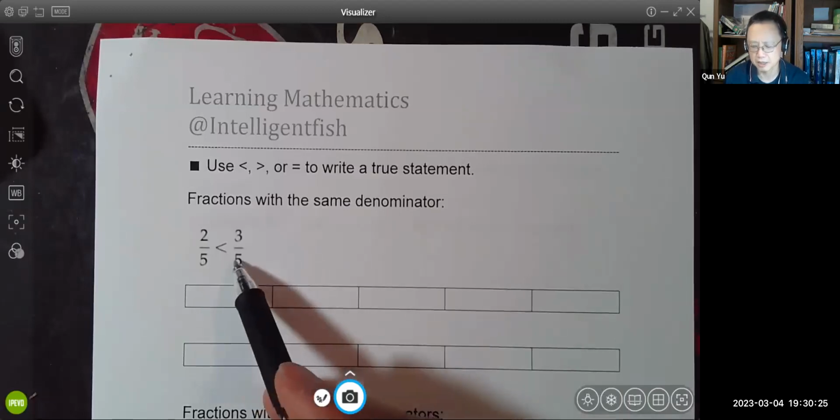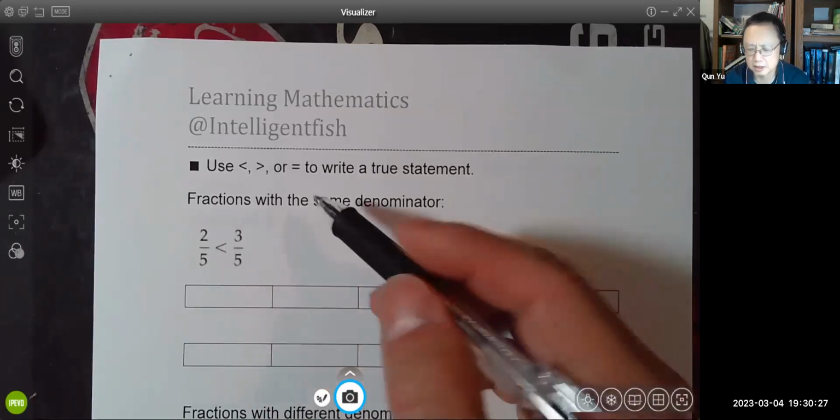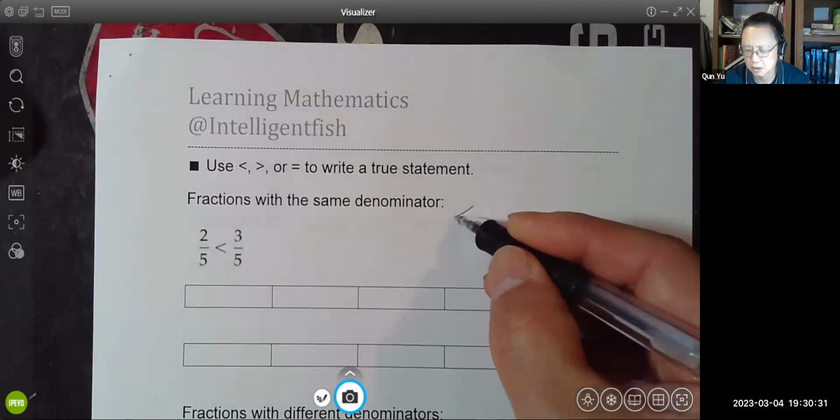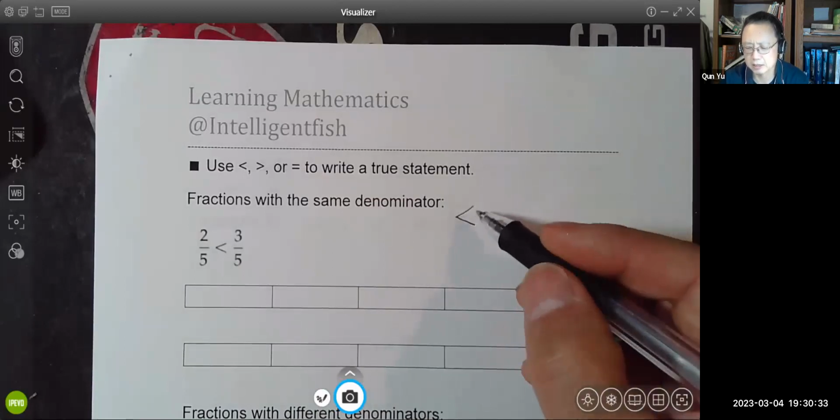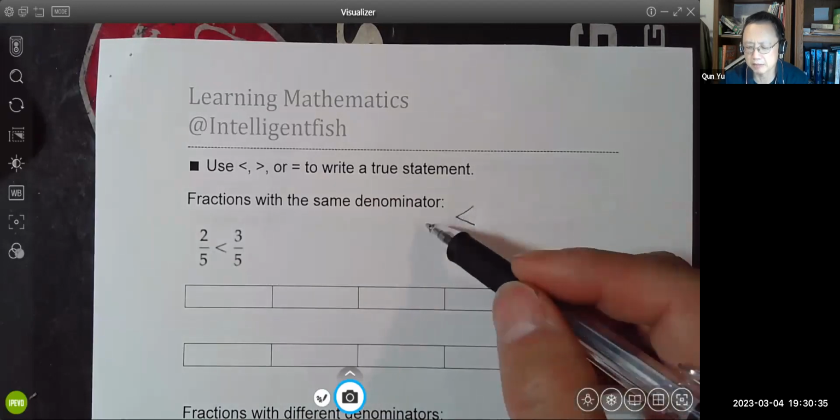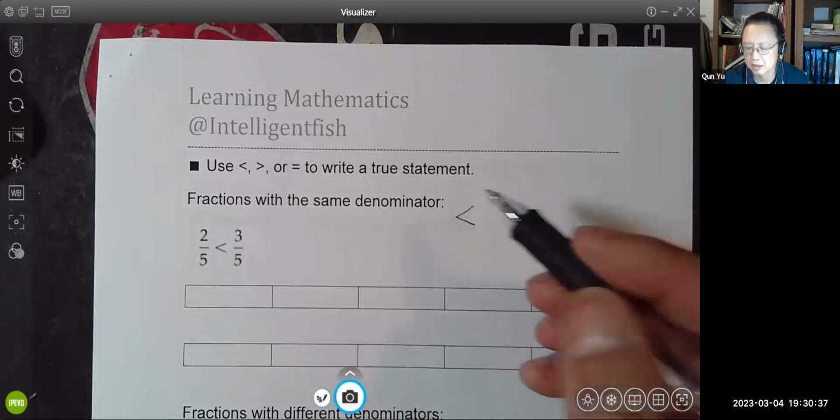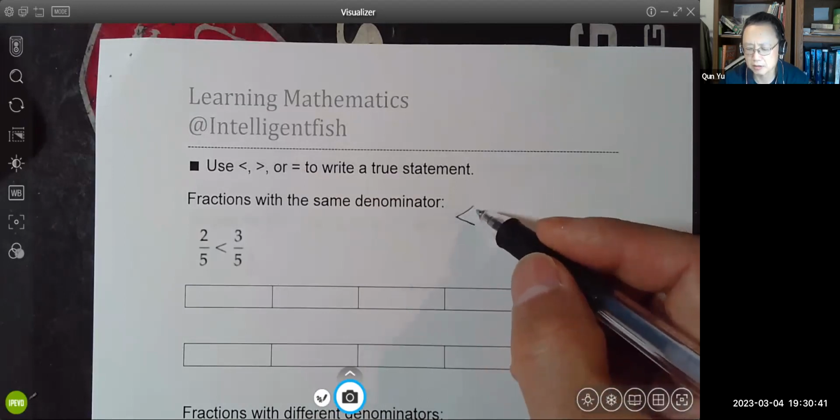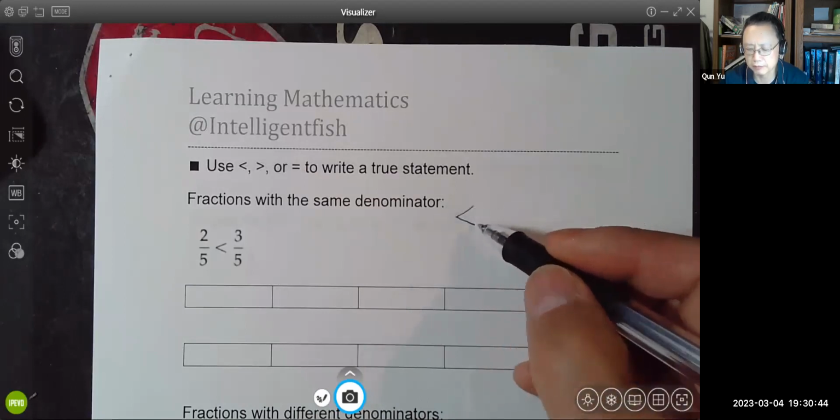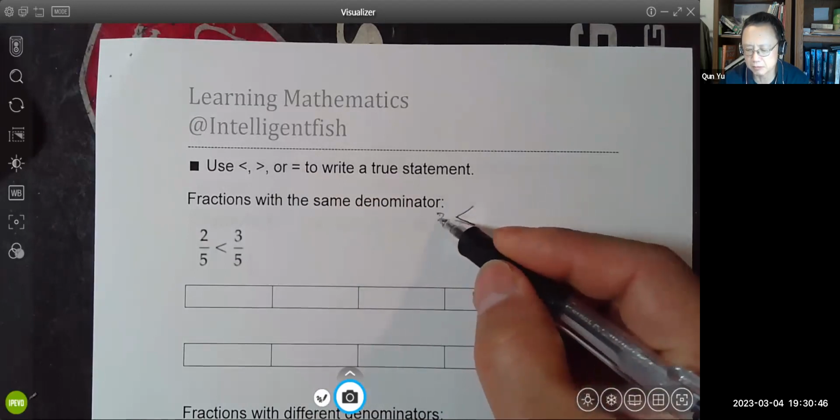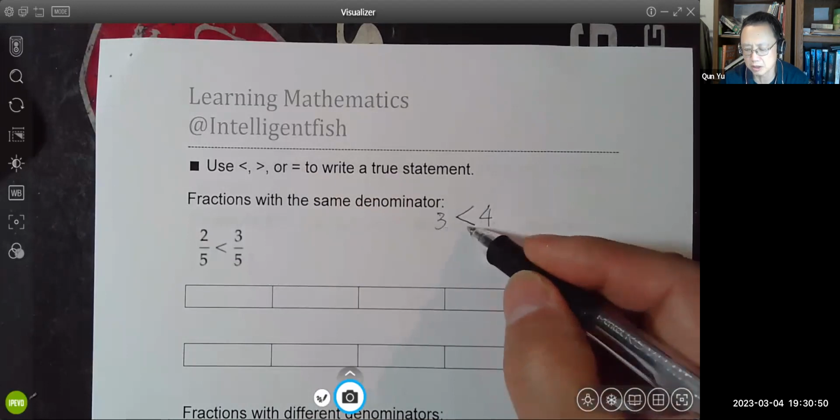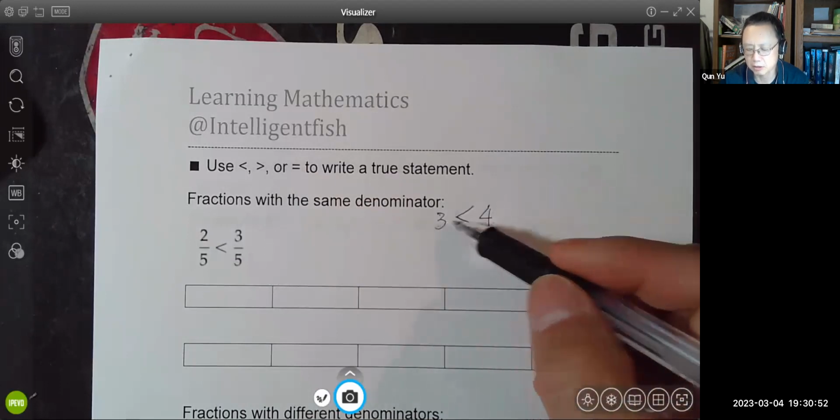Look at this fraction. We already know, by the way, we need to recognize these comparison symbols. This is read as smaller than. We read this from left to the right, okay, smaller than. What this means is that we use the opening of the symbol to always face the bigger number. For example, we read this one as 3 is smaller than 4. We read it from left to the right.